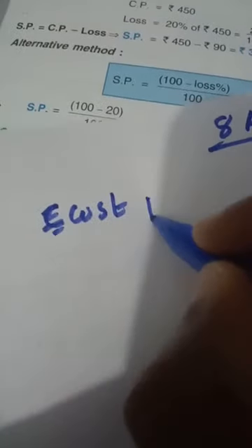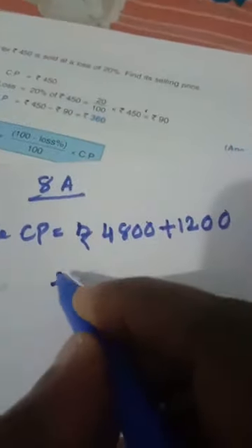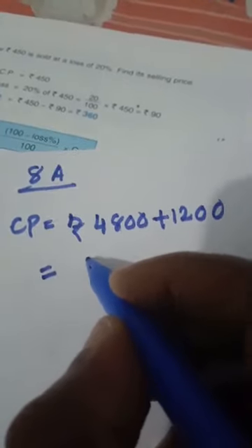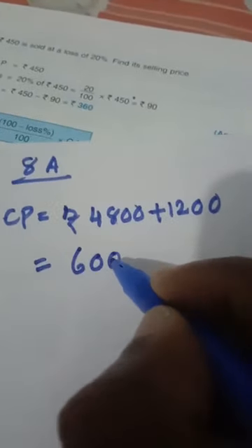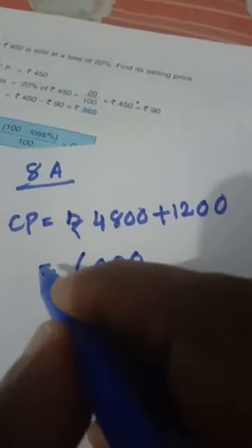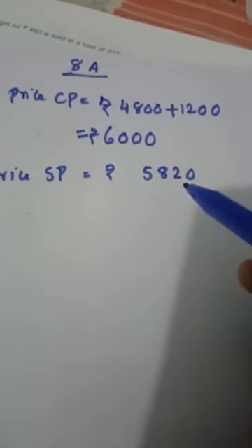First, cost price. CP is equal to rupees 4,800 plus 1,200. Don't forget to add this 1,200. What is 4,800 plus 1,200? 6,000 rupees. Now SP, selling price. Selling price SP is equal to 5,820. It is given.